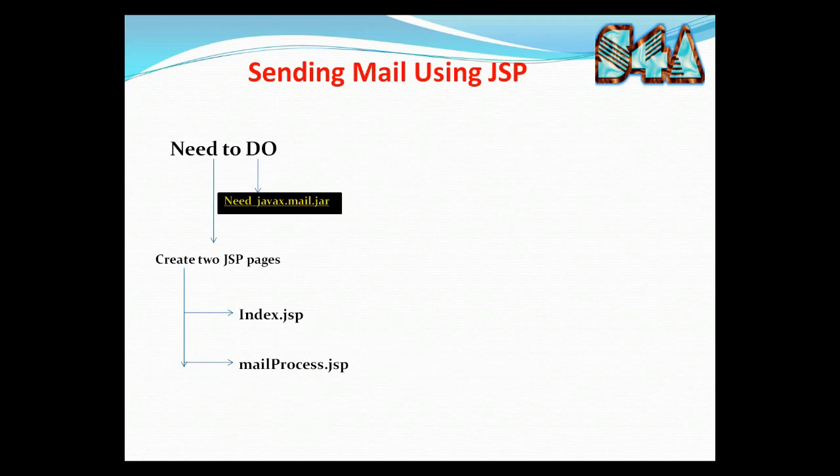Then what terms do we use in mailprocess.jsp? The first one is getting the fields from index.jsp. This is the main thing, because you are going to send the mail and message to the receiver end. So you use the method to get all the fields mentioned in the index.jsp form.